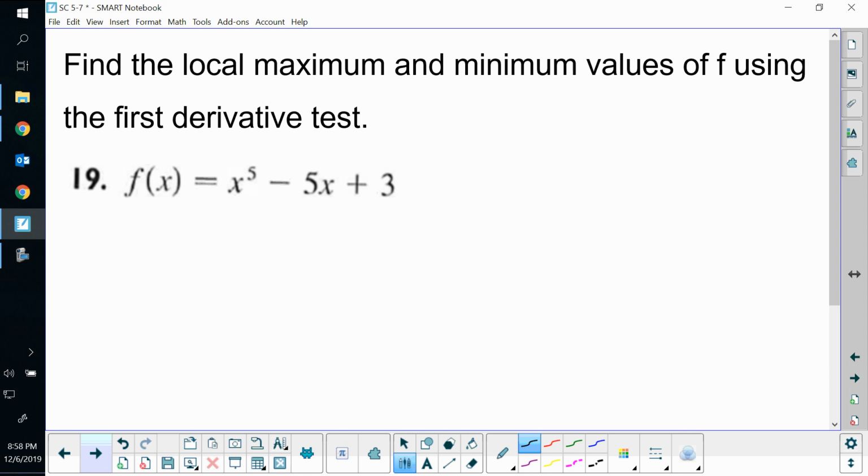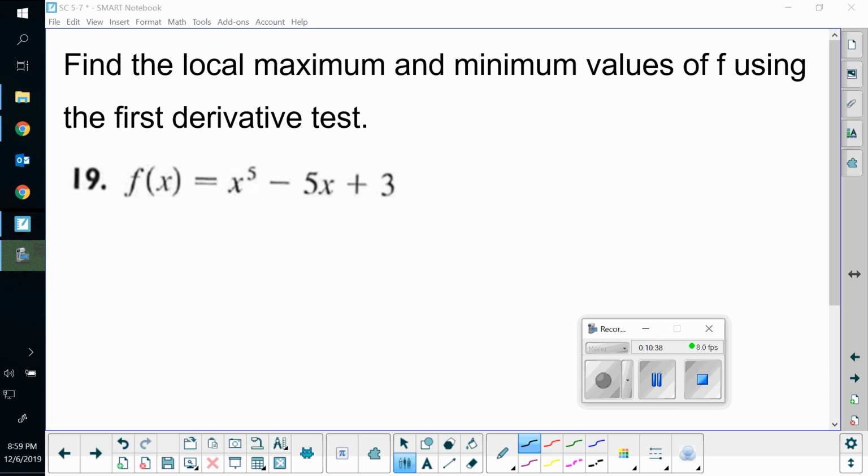Okay, so this last one we're going to give you a few minutes to try. Notice it doesn't tell you to state the intervals of increase and decrease, but we need to find those anyway to find the local maxes and the mins. So we're going to pause the video again to give you a chance to work on this. If you have trouble, ask your group members for help.